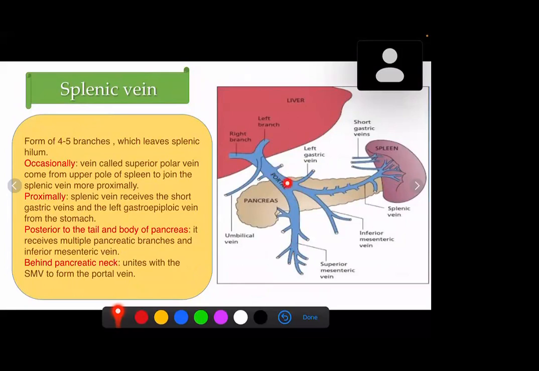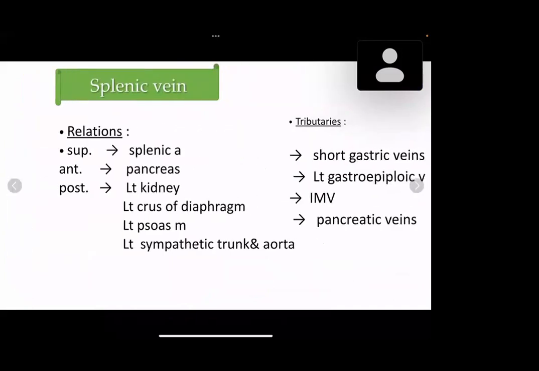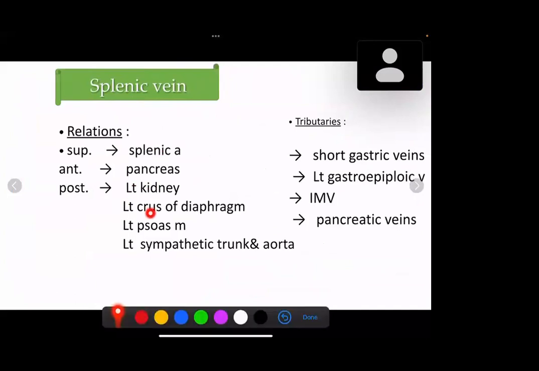What are the relationships of the splenic vein? Superiorly, we have the splenic artery, anteriorly the pancreas, and posteriorly the left kidney, the left crus of the diaphragm, left psoas muscle, left sympathetic trunk and aorta. The tributaries, as we said, are the short gastric veins, the left gastroepiploic vein, inferior mesenteric veins, and pancreatic veins.